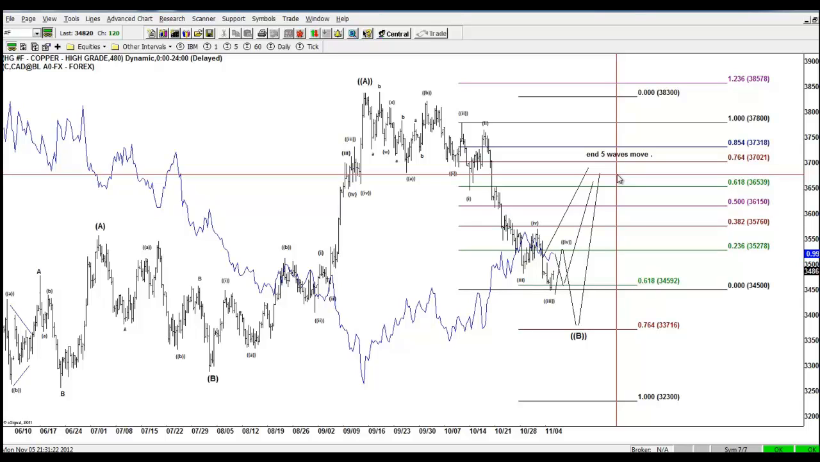The yen pairs, we're expecting yen strength also into a correction, and then the whole market should turn bullish sometime by the end of the week or sometime next week.